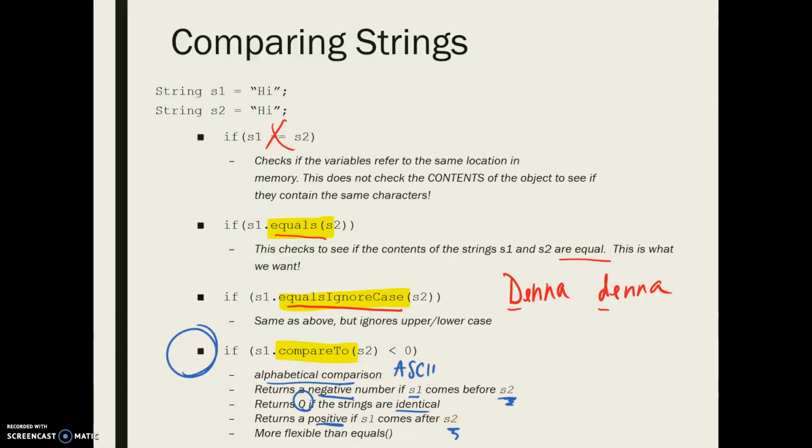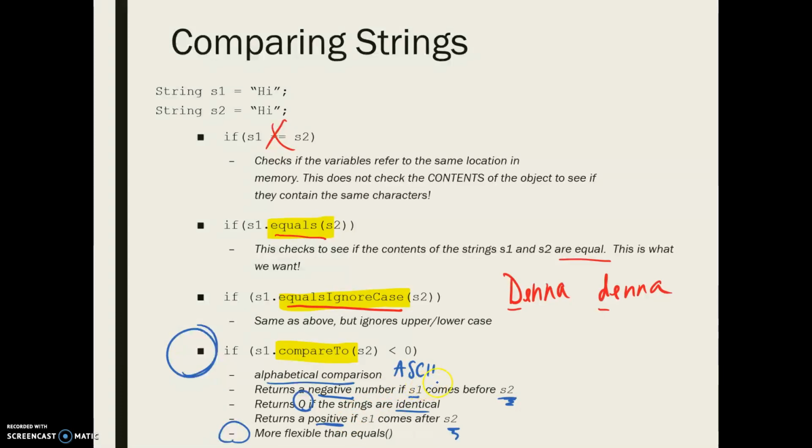This is a more flexible method than equals because equals only tells us if they are the same or different, whereas compareTo allows us to sort the values or compare one to the other. In some cases, we will first convert the strings to lowercase or uppercase, and then we will run the compareTo method on them. And the reason why it returns a negative or a positive is because the computer compares character by character to see if they're equal.